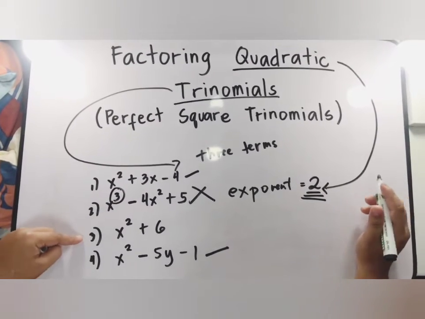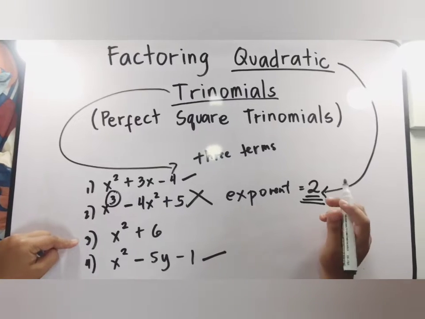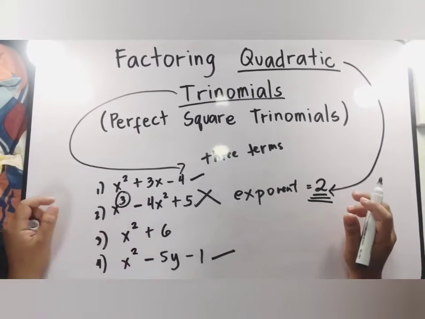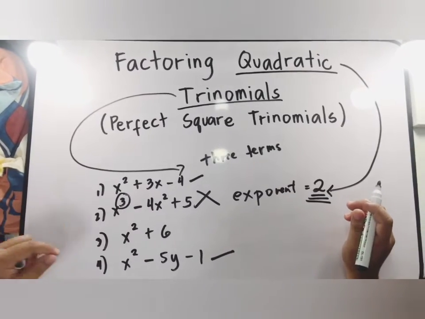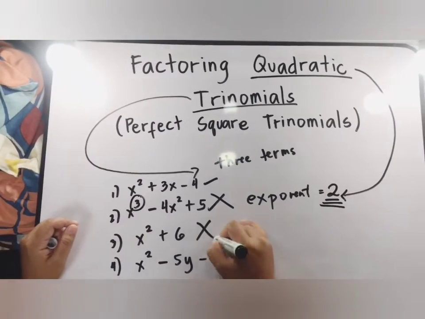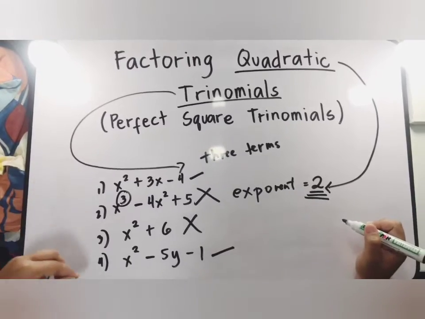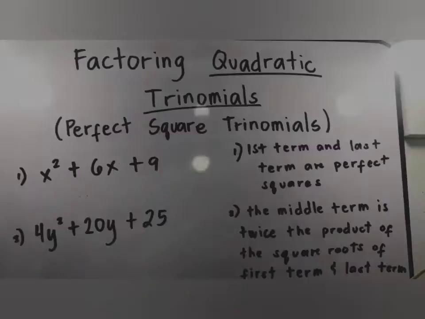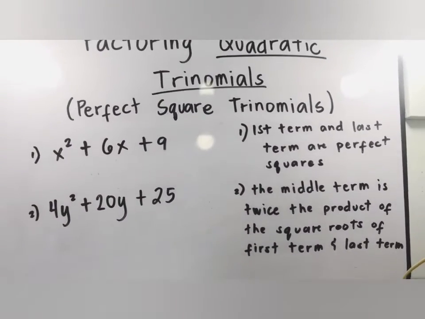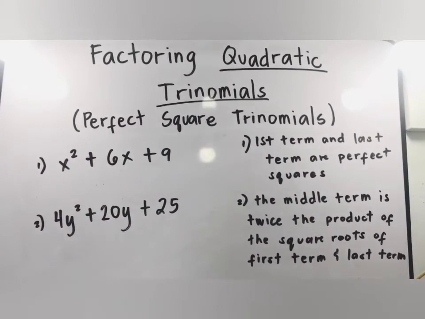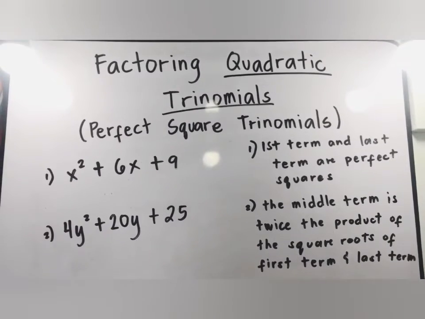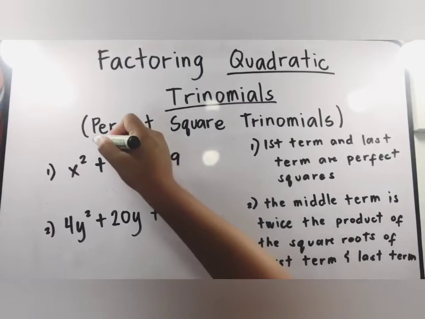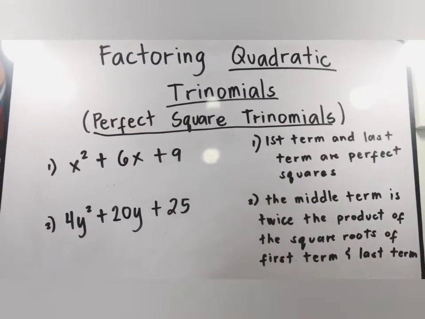In number 3, this is not also a quadratic trinomial. Kasi obviously, it only have 2 terms. It is only a binomial. So only 1 and 4 is an example of quadratic trinomials. So we are done identifying if the given is a quadratic trinomials. Ngayon naman, identify naman natin kung yung given quadratic trinomials ay isang perfect square trinomial.